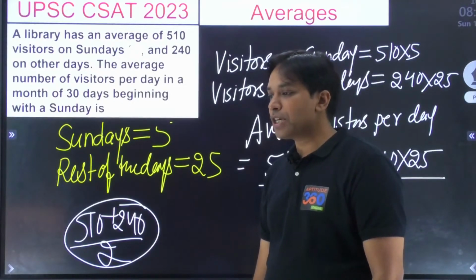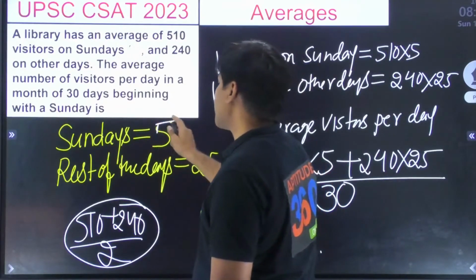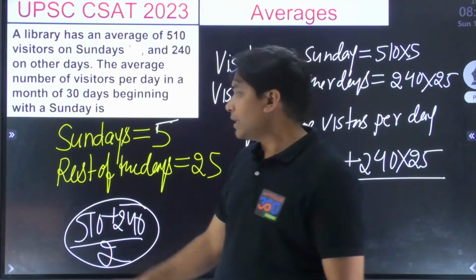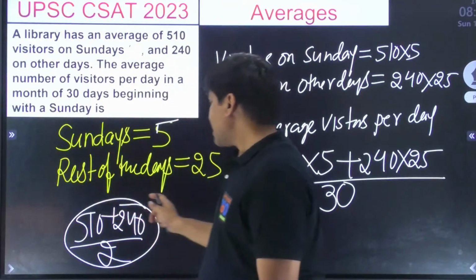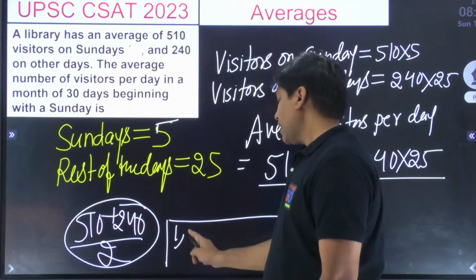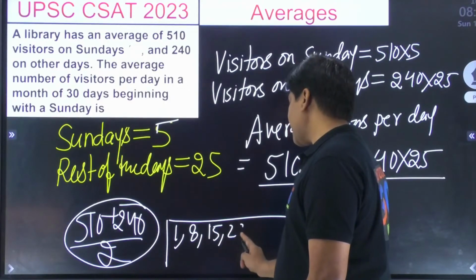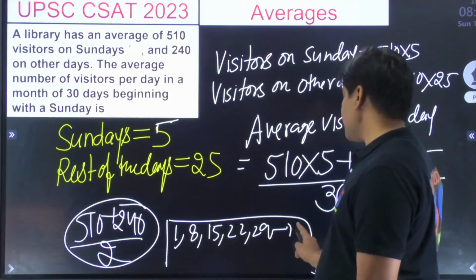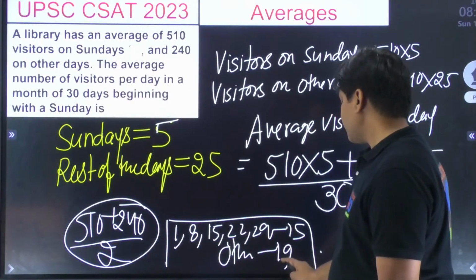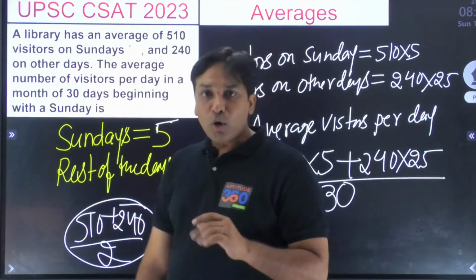Didn't understand? Prisha, let me make you understand step by step. How many days are there? 30 days, right? So Sundays will start from where, Prisha? This is the 1st and the 8th and then 15th and then 22nd and 29th. So how many of them are Sundays? 5. And what are the other days? 25. Do you understand this?